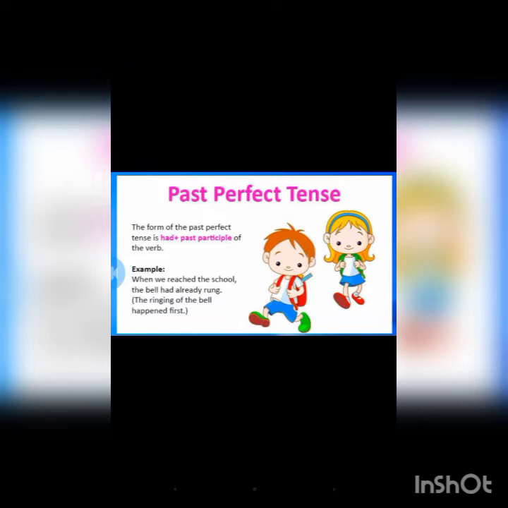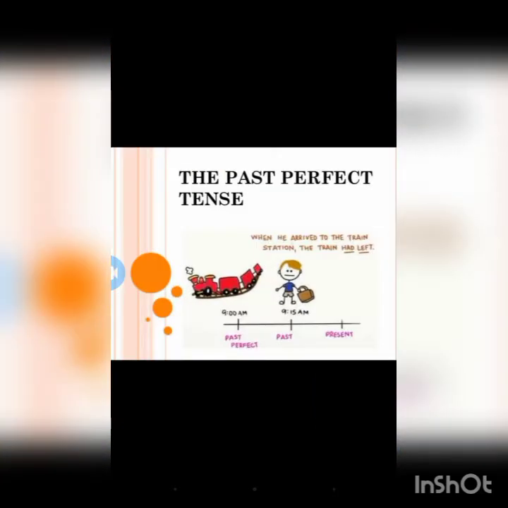So two actions are taking place, and they have some relation to each other. The action which had already happened, we take as past perfect tense, and the other action is simple past tense. Have you understood? The bell had already rung is past perfect tense. In this we use had plus the past participle of the verb. See here: when he arrived at the train station, the train had left. Here also two sentences are given, and the action that had already happened is past perfect, and the other action is simple past.